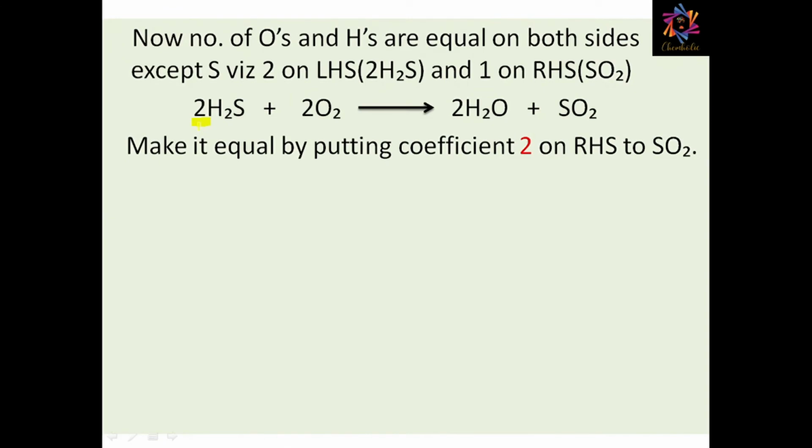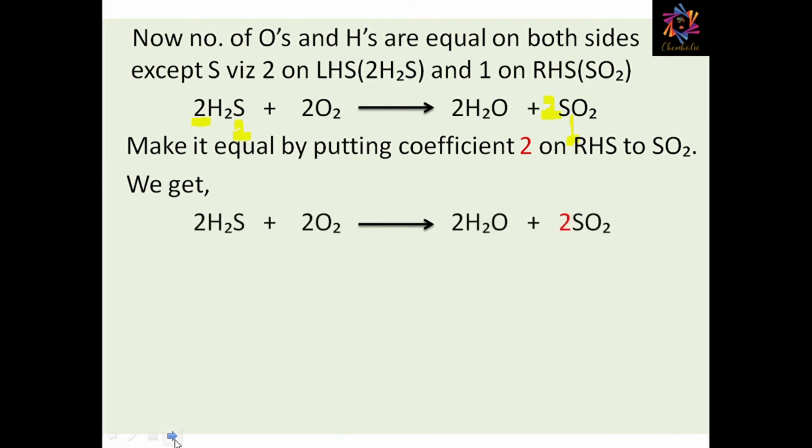We put the coefficient 2 here, and here nothing was added. So we have this 2 sulfur here, and we have this 1 sulfur here. That means what we have to do, just place this coefficient 2 in front of SO2, and it will be equal. So this SO2 will be equal. So we'll just put coefficient 2 to SO2. So we get this type of equation.